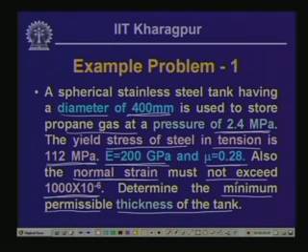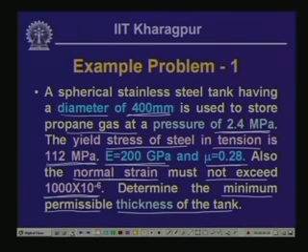So, a spherical tank is used for storing gas. Certain parameters are given: the diameter is given, the thickness is not given, and we will have to find out the thickness of the tank. If we have to contain this gas, the tank is subjected to pressure, with a maximum stress limit given and a maximum strain limit given. So, from these two criteria, you will have to evaluate the value of the thickness. Now, let us look into how we compute the value of the thickness.